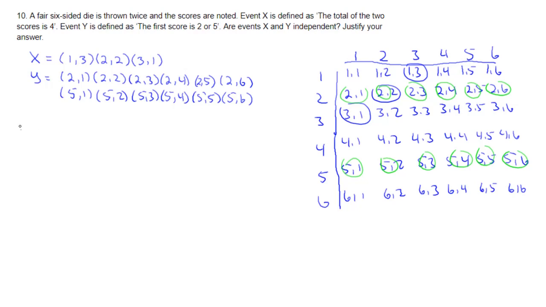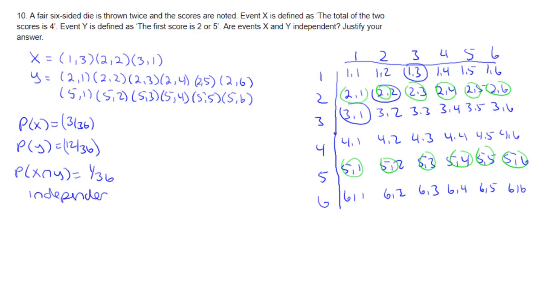Well, that's going to be 3 out of 36. And the probability of Y, that's going to be 12 out of 36. And now we're going to multiply those together, but then we need to find out where the overlap is. And you'll notice looking at the table over here on the right, there's only one time where it meets both criteria of X and Y. The 2,2 is both 4 and starting with a 2. So when I multiply those together, it does equal 1/36.